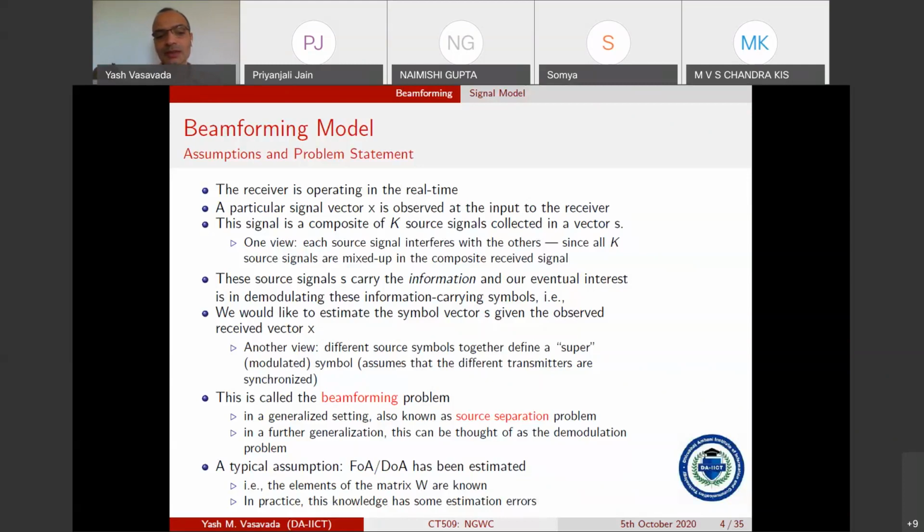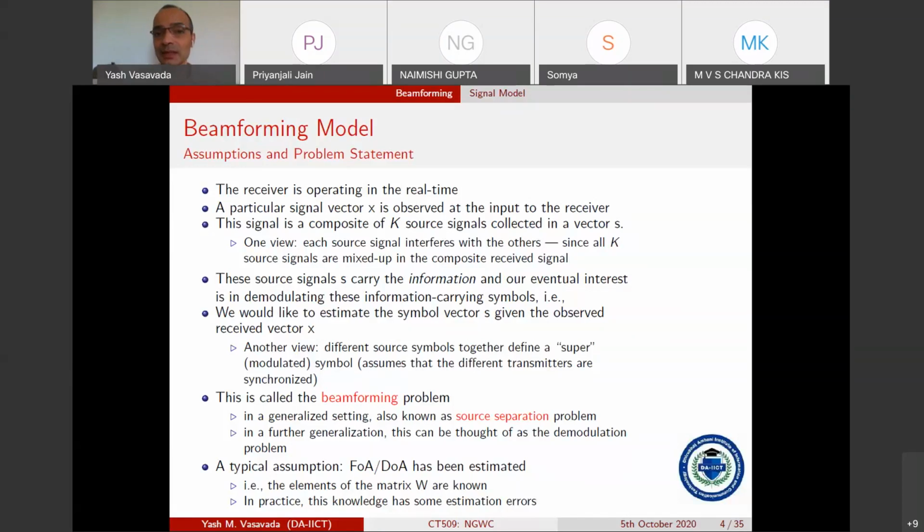A lot of the times, even when the problem statement doesn't directly imply that the column vectors are the complex exponential vectors, we still somehow assume that this matrix W is known. How it is known is not the topic of today's lecture, but that is the assumption that we are making.